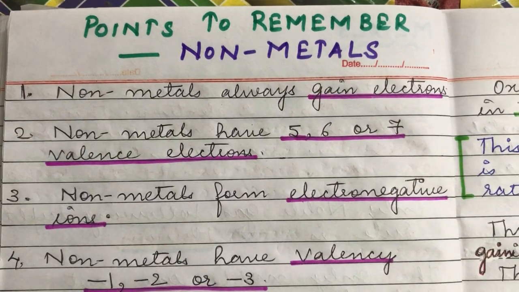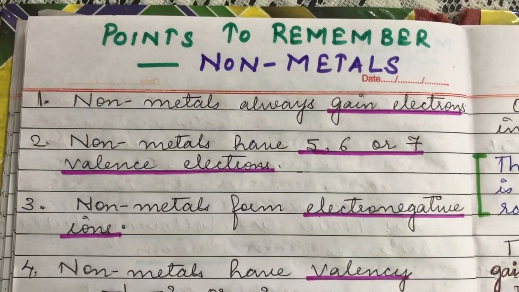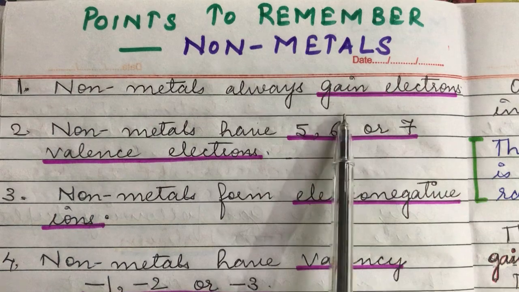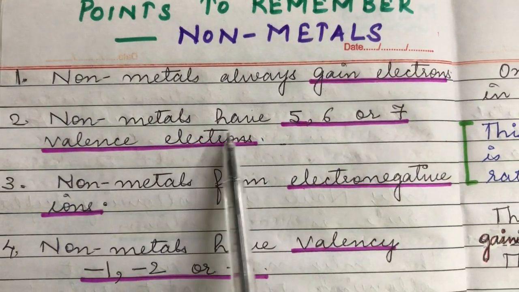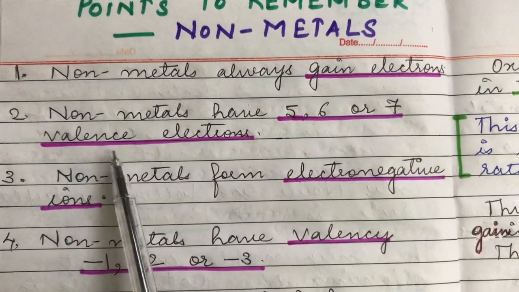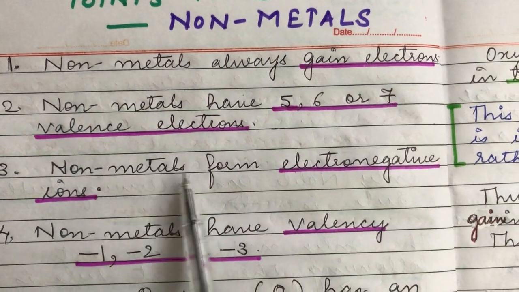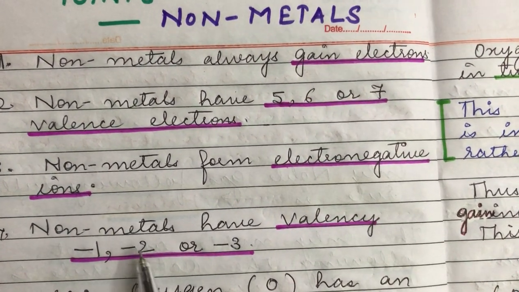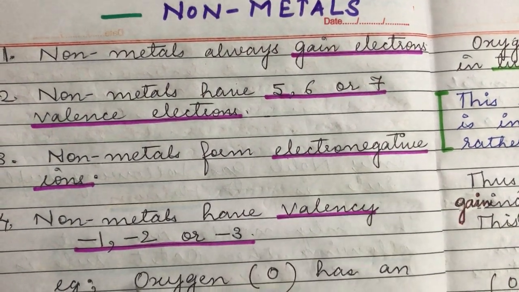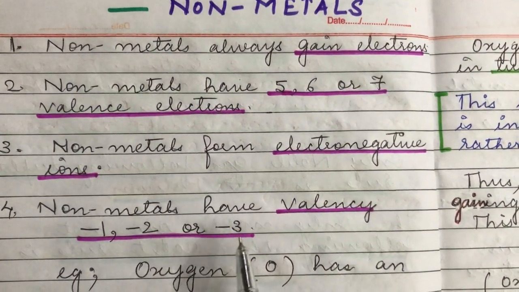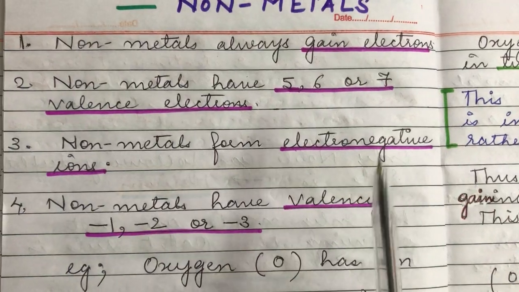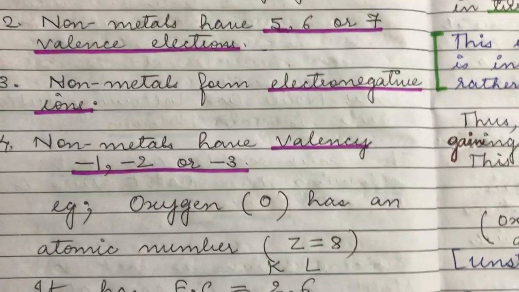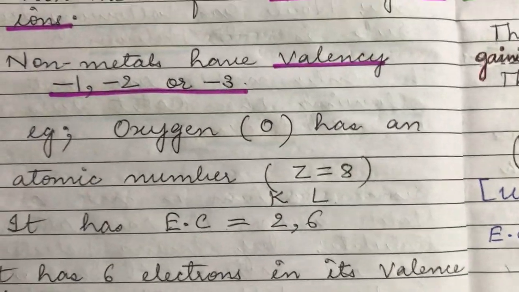Let us discuss points to remember about nonmetals. Nonmetals always gain electrons. Nonmetals have 5, 6 or 7 valence electrons. Nonmetals form electronegative ions. Nonmetals have valency -1, -2 or -3. Let us try to understand these with the help of the example of oxygen.